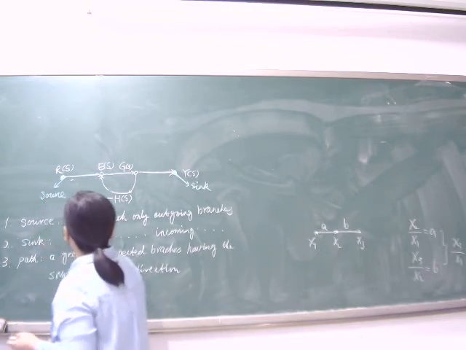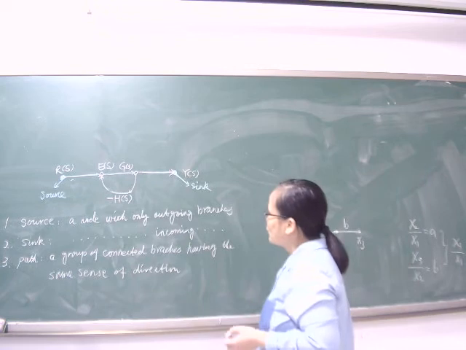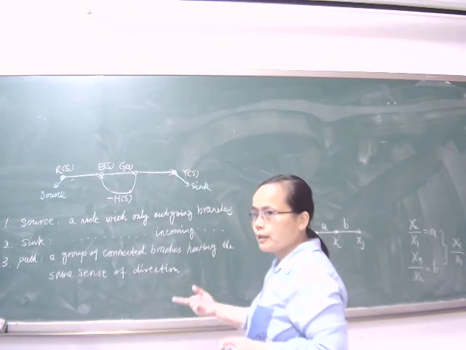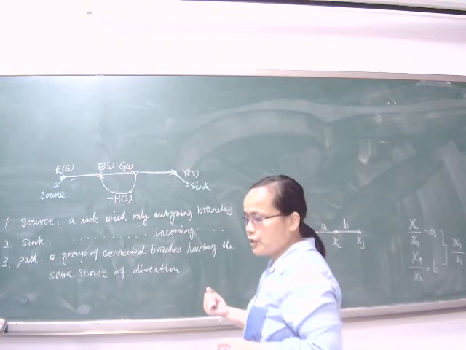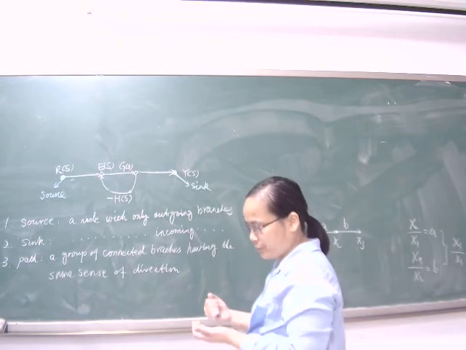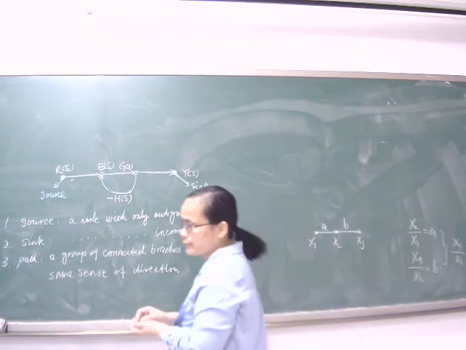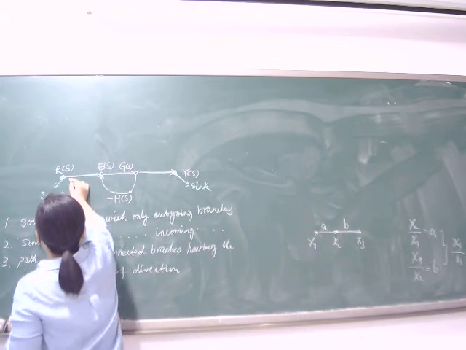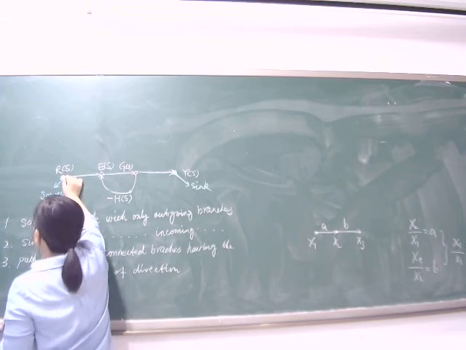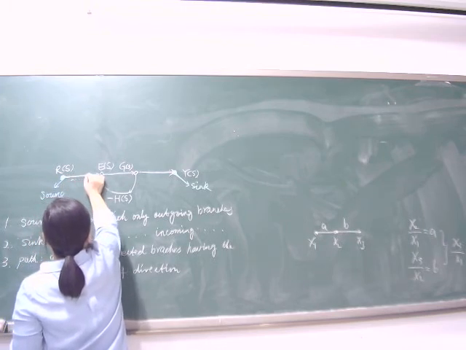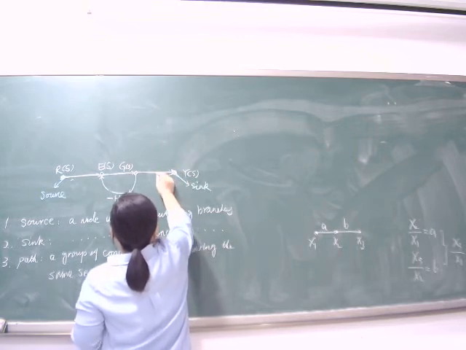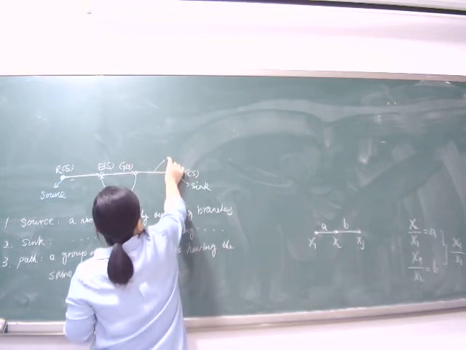Now, here, what's a path? Here we see the word path. From this source to the sink, you can see this is the path, connected branches.